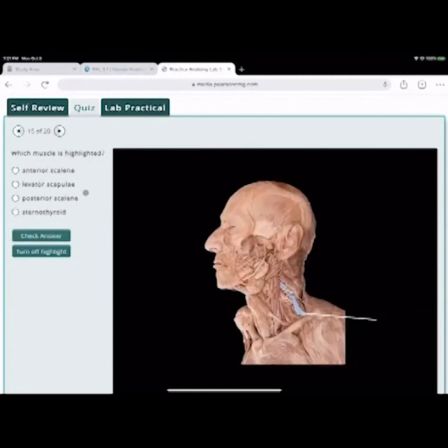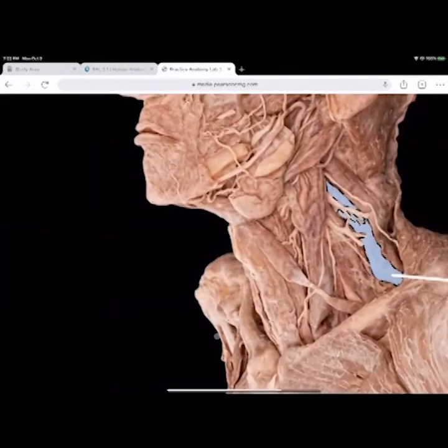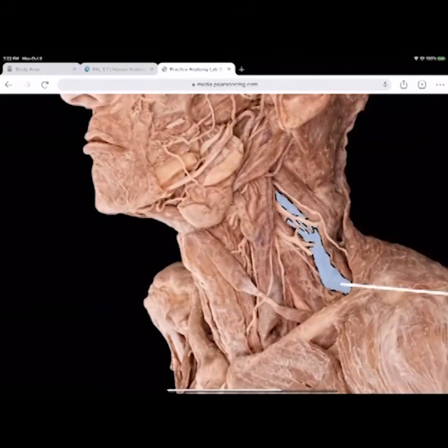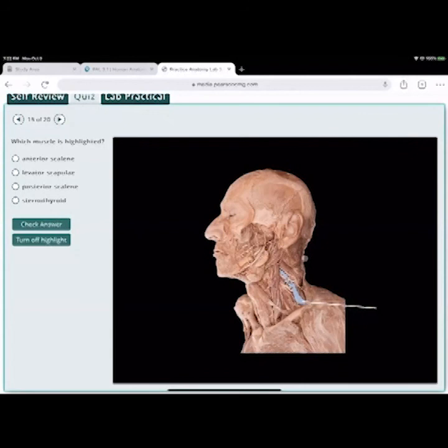All right, which muscle's that? I have to blow that up a little bit. Okay. Which one would that be? Posterior scalene. I would tend to agree with you because here would be the anterior, here would be the middle. Your levator scapulae is right here. So I would say that'd be the posterior scalene. Yep, perfect.